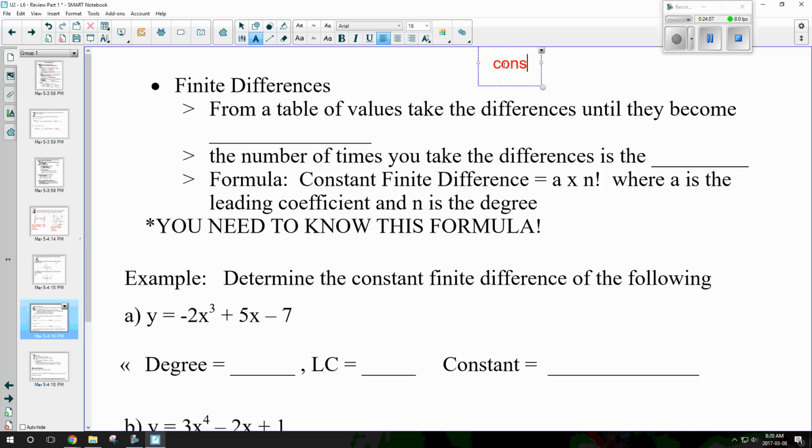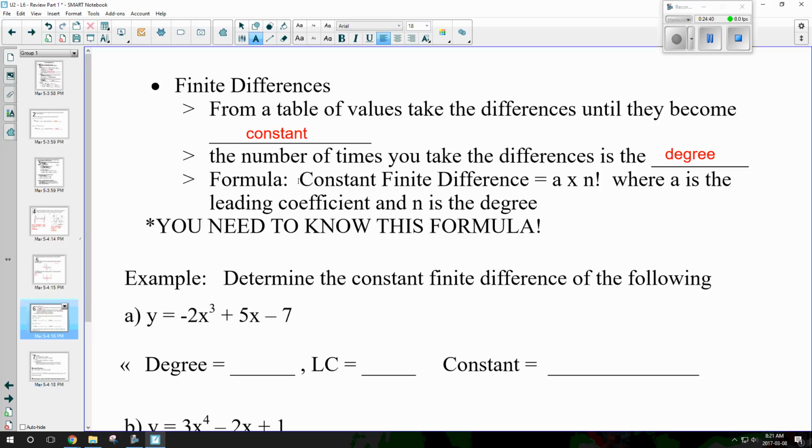that until our differences become constant, meaning that all of our difference values are the same. And depending on that, the number of times that we had to take the difference, remember it was dependent on the value of the degree of our function. So whenever our degree was a degree of 2, we only had to take the second difference. If we had a degree of 5, we had to go all the way to the 5th difference to get our differences to be a constant value.